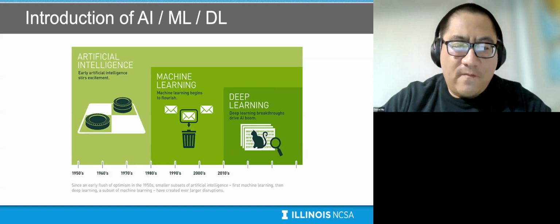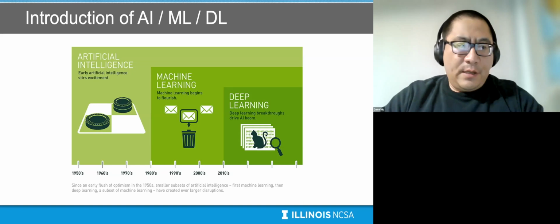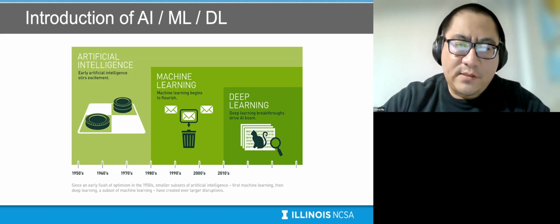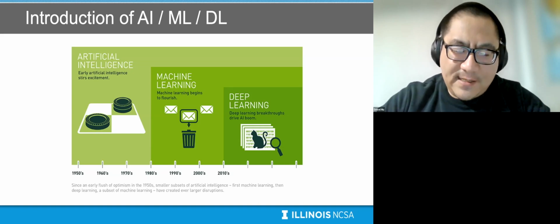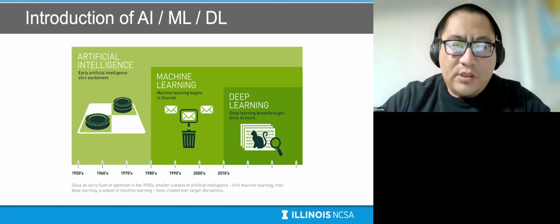In the 1980s, another concept started to be discussed, which is machine learning. Machine learning is considered a subset of artificial intelligence. The difference is that people do not explicitly program the machine learning algorithm. We just set up a set of rules so that the machine will learn how to do the job by itself.